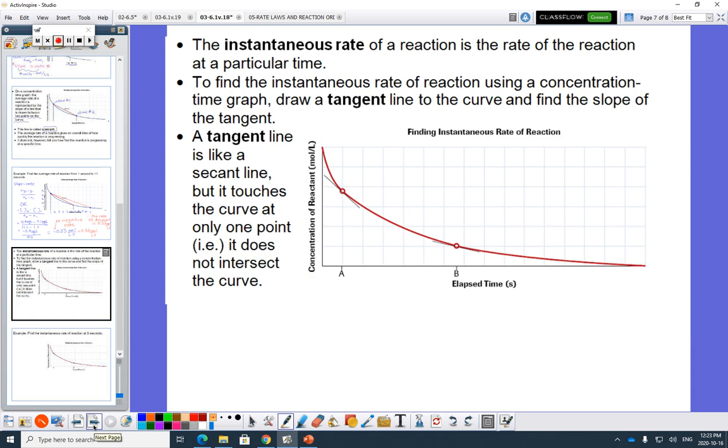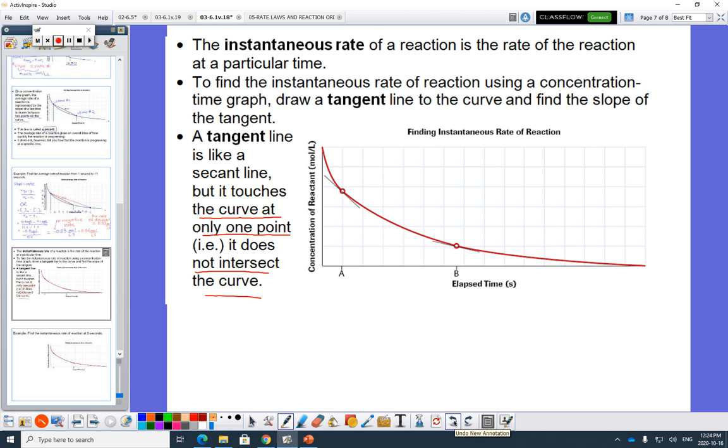So this is a little bit trickier to do graphically because you have to draw what we call a tangent. A tangent line is similar to a secant line. However, it only touches the curve at one point and it does not cross the curve. So you do not draw a tangent like this. Okay, that's not a tangent.